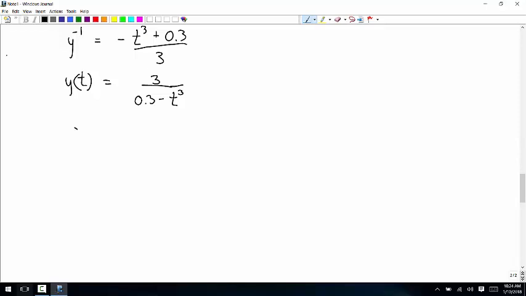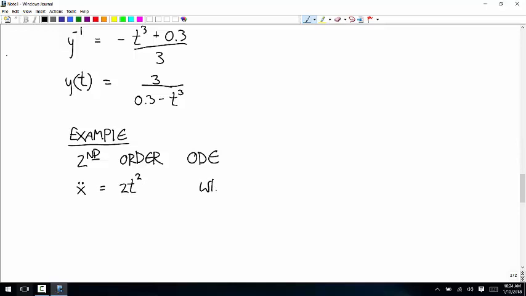Okay, let's do an example where we do a second order ordinary differential equation. So let's say we have x double dot is equal to 2t squared. And our boundary conditions are when time is equal to 0, x is equal to 2. And when time is equal to 2, x dot is equal to 4.